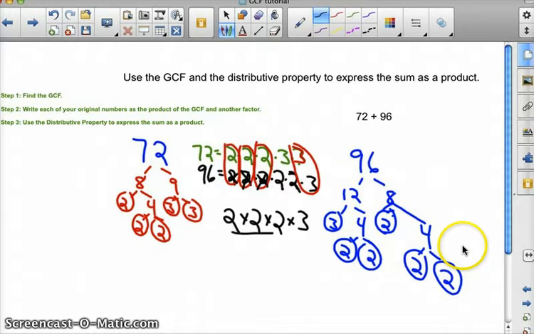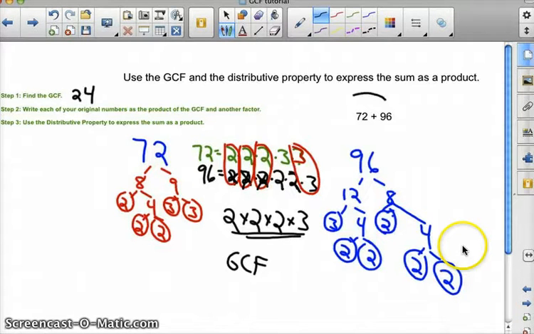So if you multiply these numbers together, you'll get the greatest common factor. Excuse me, yes, the greatest common factor of 72 and 96. 2 times 2 is 4, times 2 is 8, times 3 is 24. So the greatest common factor of 72 and 96 is 24. So that's step 1. Okay, step 2, we're going to write each of our original numbers.